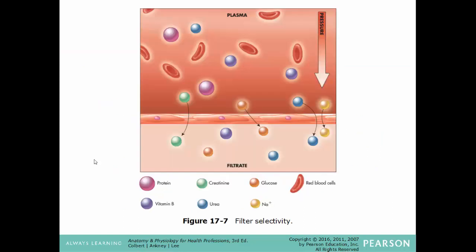Here's an example of filter selectivity. Blood plasma up here, the various components. We have urea, red blood cells, creatinine, sodium. They have the various filters here. As the pressure pushes this material forward, some things get through, some things don't get through because they're just too big. Red blood cells like this are too big for these filters. They just don't make it through. But smaller components, like sodium, like creatinine, like urea, do get through.